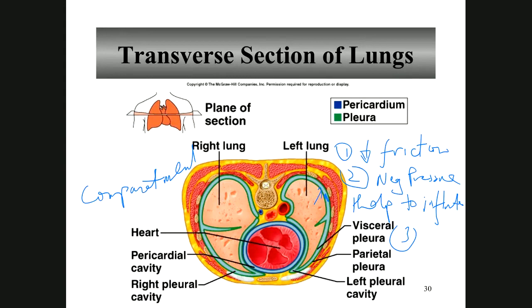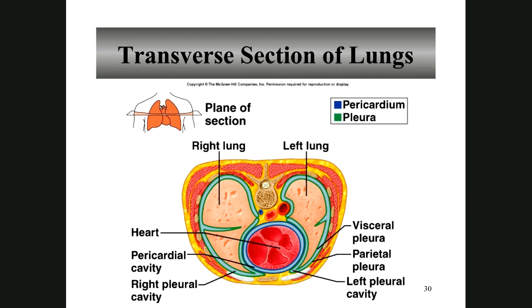Compartmentalization keeps this area isolated from this side. Of course, you should know the pleural membrane has the visceral layer, which is this layer here, and the parietal, which is the outer layer next to the wall of the thoracic cavity. So the visceral is the one that is in contact with the lung.